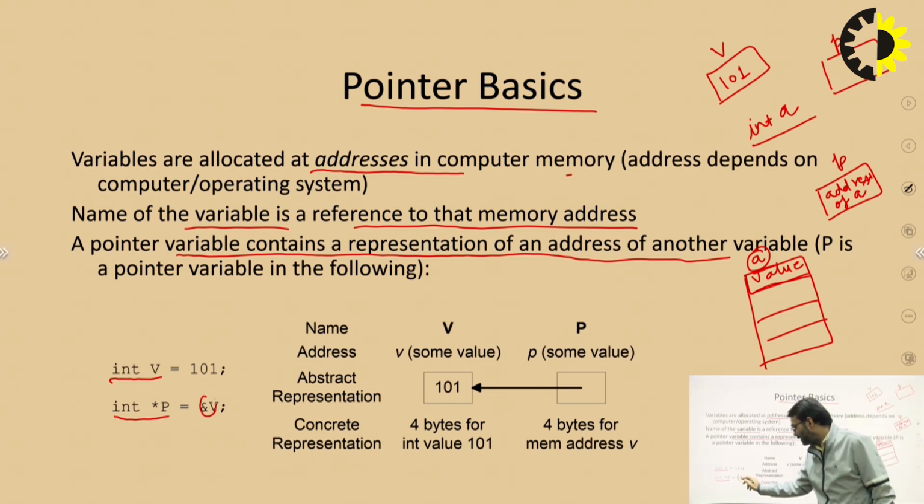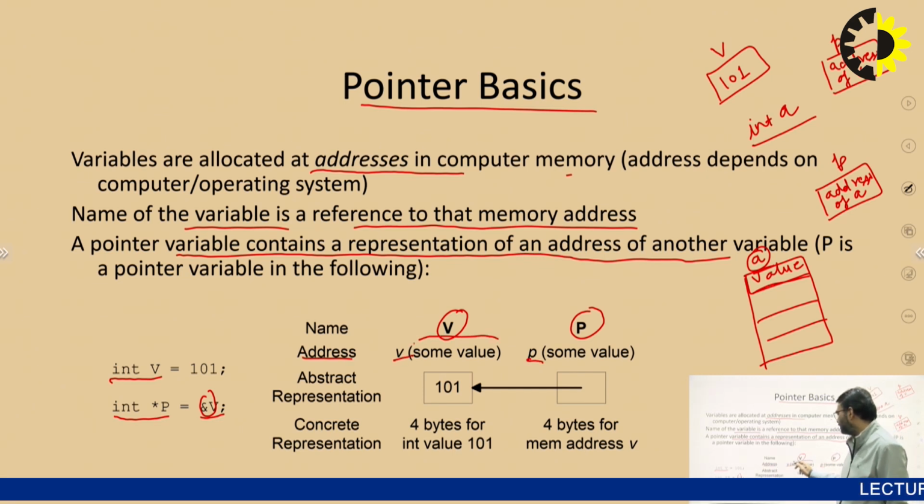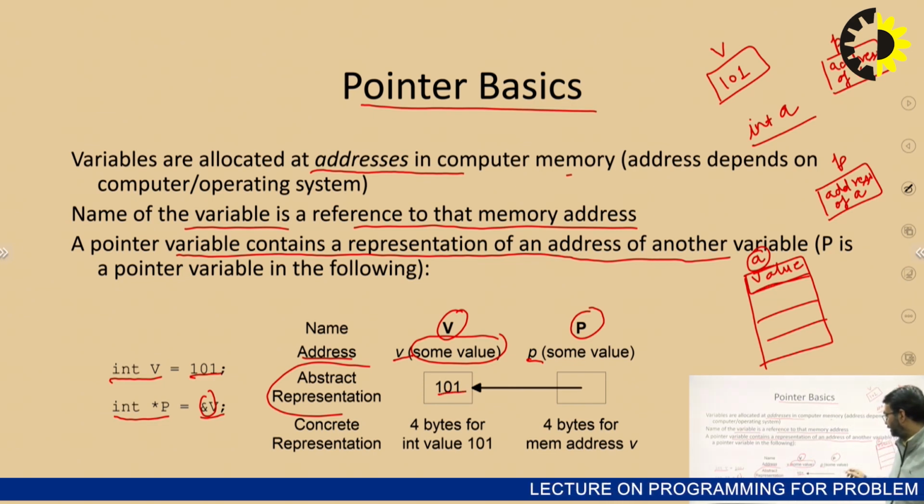This is the address operator. We will discuss it next. Address of v. So basically this location contains the address of v. So here we are using two variables, v and p. The addresses will be reference v and reference p. They can hold some values, either integer type. Then in the abstract representation, v contains the value 101, and p contains the address of v. So it will point to that particular memory block, that is v.